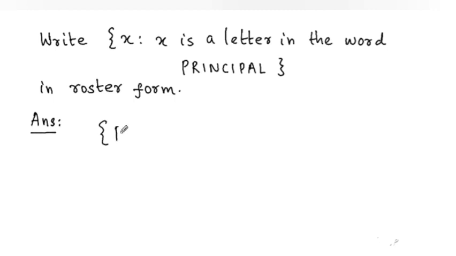Write the set of all x such that x is a letter in the word principal. You have to write in roster form. So you have to write the letters P, comma R, comma I, comma N, comma C. We already wrote I, so we can skip that. The next letters are A, comma L. So in this video we have discussed the methods of representing sets and some definitions of set.